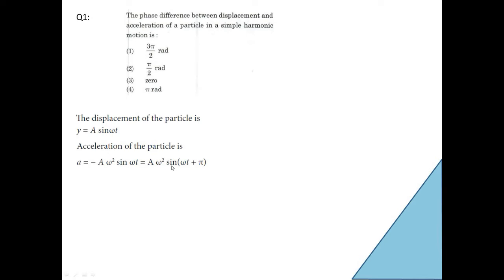This a omega squared remains as it is. Is it clear? How do you get this? I already told you, differentiate this 2 times. Or we can say, according to the definition of simple harmonic motion, a is minus omega squared y. So here a is minus omega squared y, and y is a sin omega t. So we can even use this. Also sin omega t plus pi is minus sin omega t.